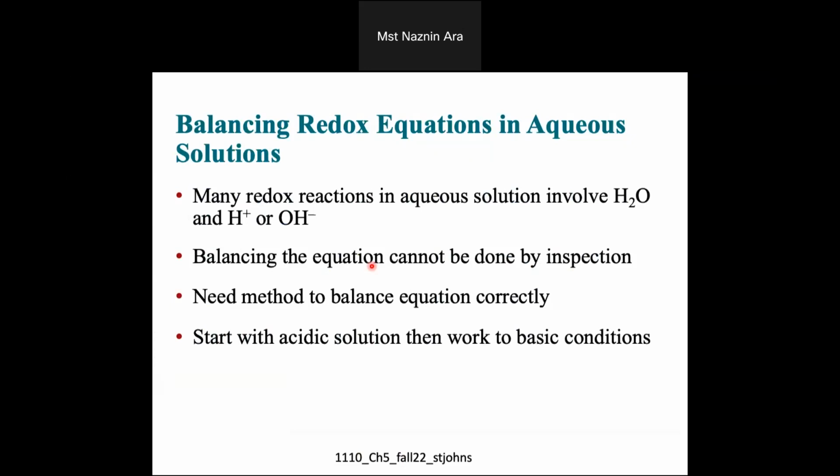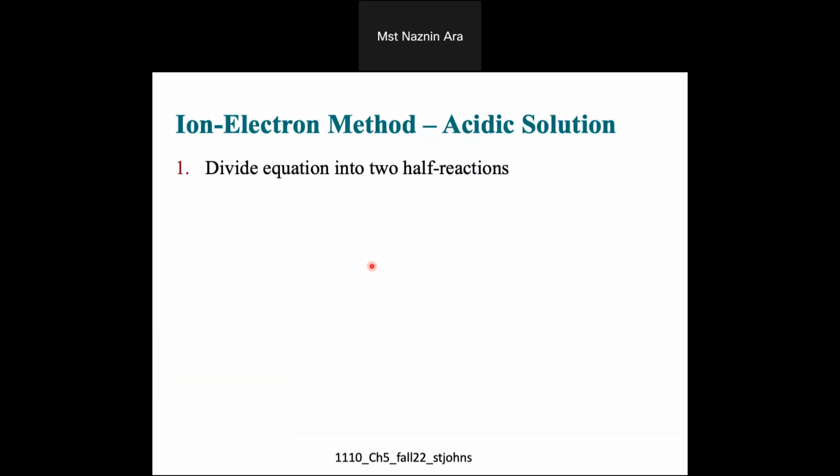We will start with how we can do it in acidic solution, and we will also explain how we can do it if we have the reaction in basic condition. First, we have to divide the equation into two half reactions. As we know, oxidation and reduction reactions occur simultaneously, so we need to divide it into an oxidation half reaction and a reduction half reaction.